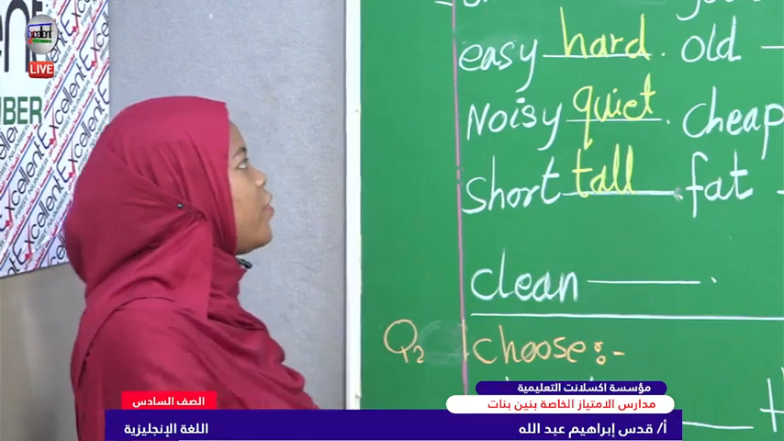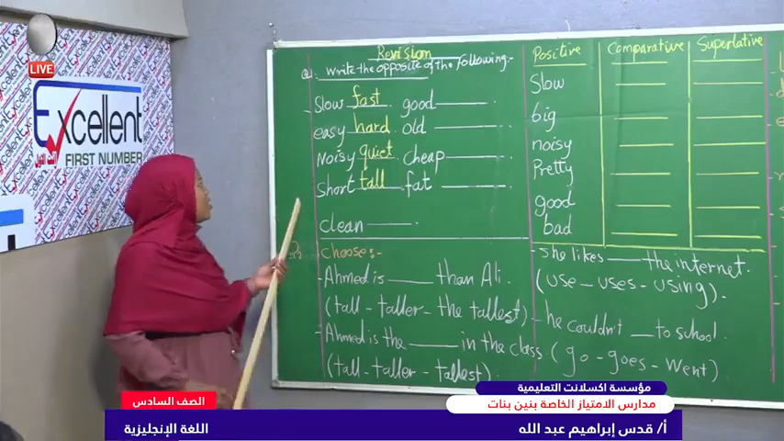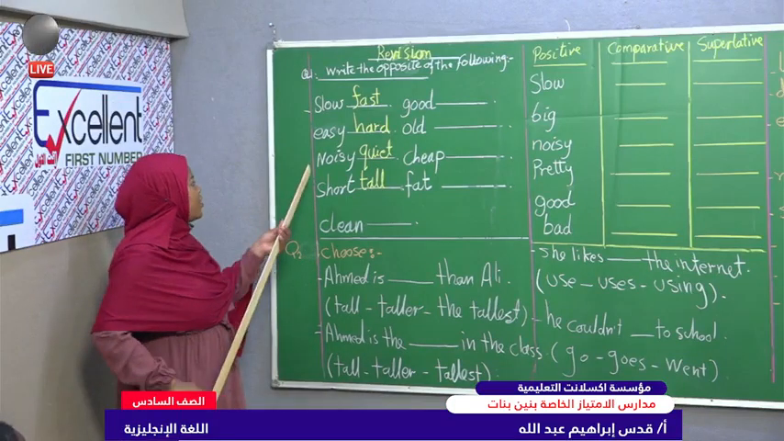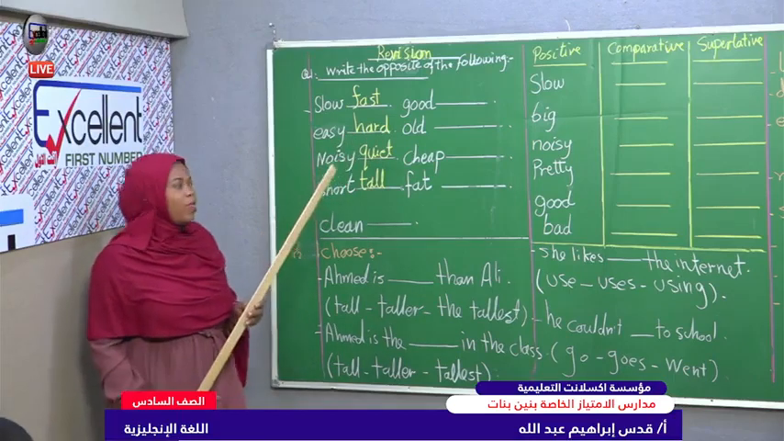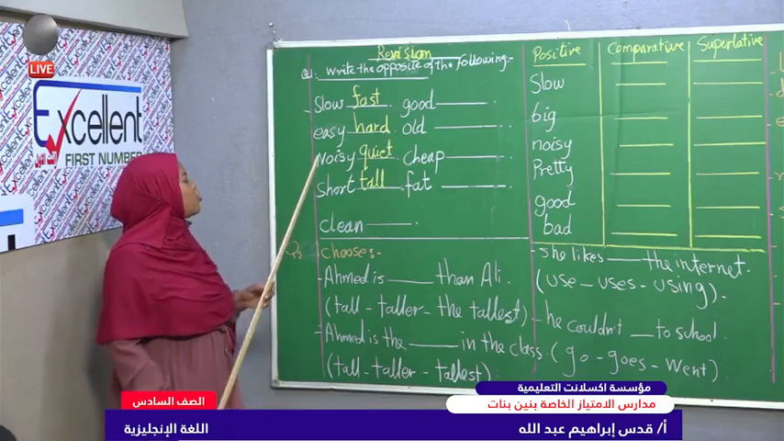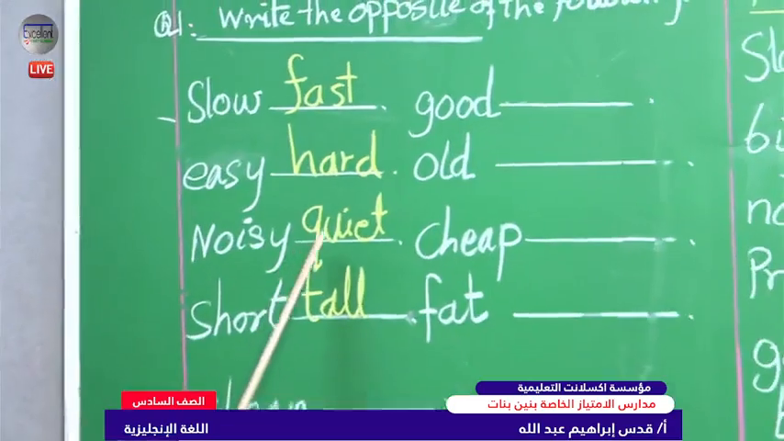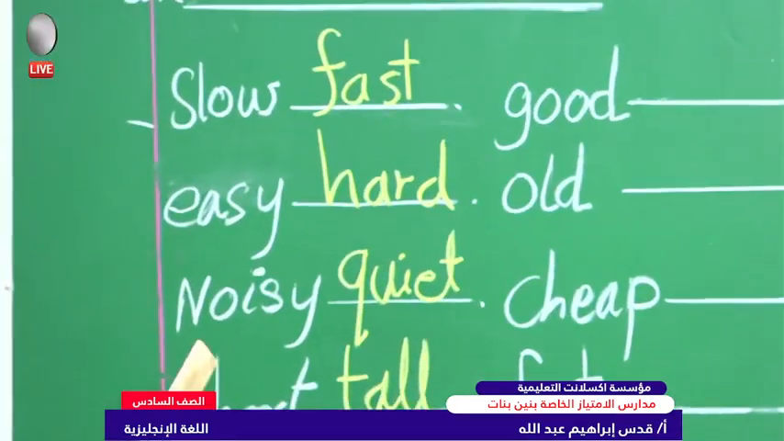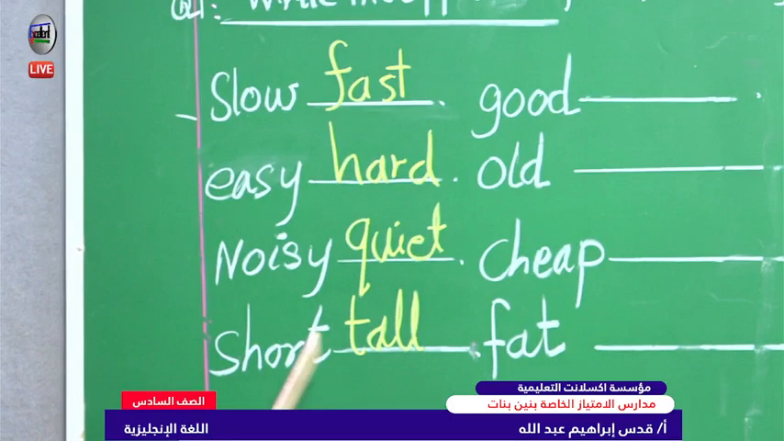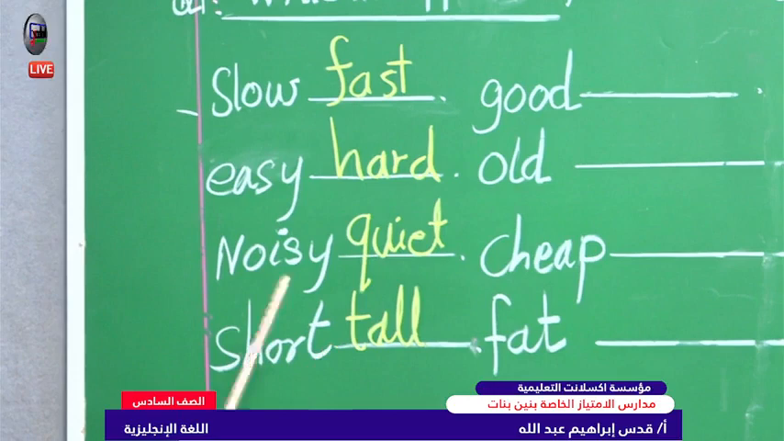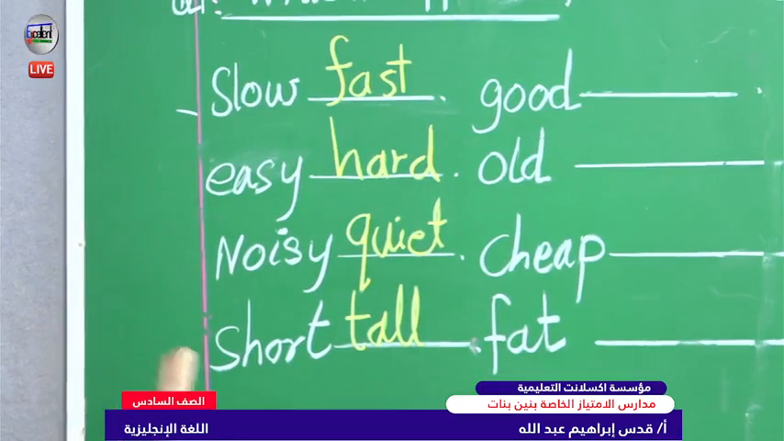So as we say, we have slow. The opposite of it is fast. We have easy. سهل. The opposite of it is hard. صعب. We have noisy. مزعج. The opposite of it is quiet. هادئ. We have short. قصير. The opposite of it is tall. Okay, let's move. Clean.